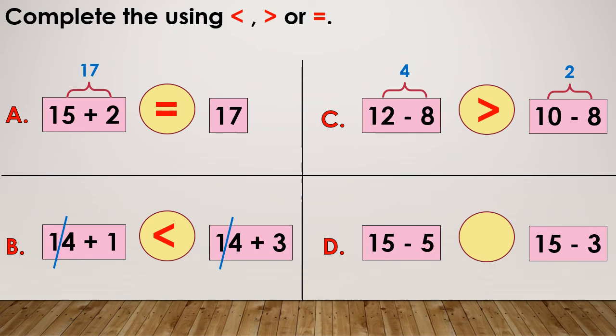Now we are down to the last one. Again, we are comparing subtraction sentences here. 15 minus 5 equals 10. And 15 minus 3 equals 12. Therefore, 15 minus 5 is less than 15 minus 3. Were you able to get them right? Excellent, kids.